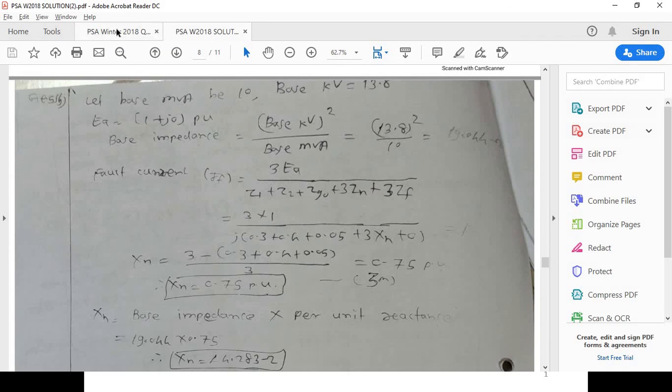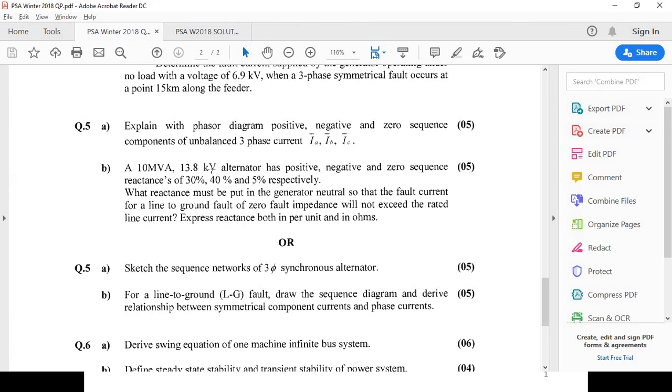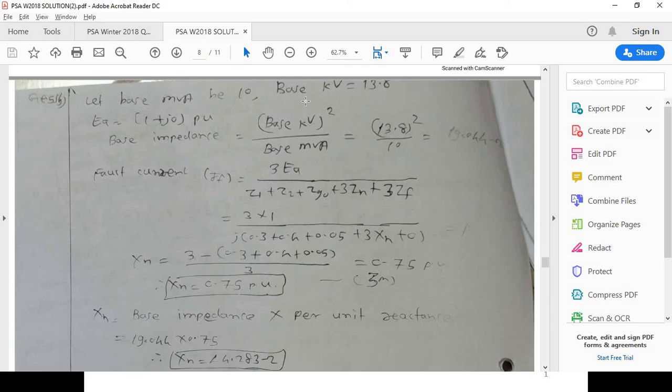Then base voltage is 13.8, which is the voltage of the generator only. That is, the power rating and voltage rating of the alternator will be considered as the base value of power and base value of voltage. So the base value of the power is 10 MVA, the base value of the voltage is 13.8 kV, and we are having one assumption. In case of unsymmetrical fault analysis, we will always consider EMF equal to 1 per unit. So here we will consider EA is equal to 1 plus j0 per unit.